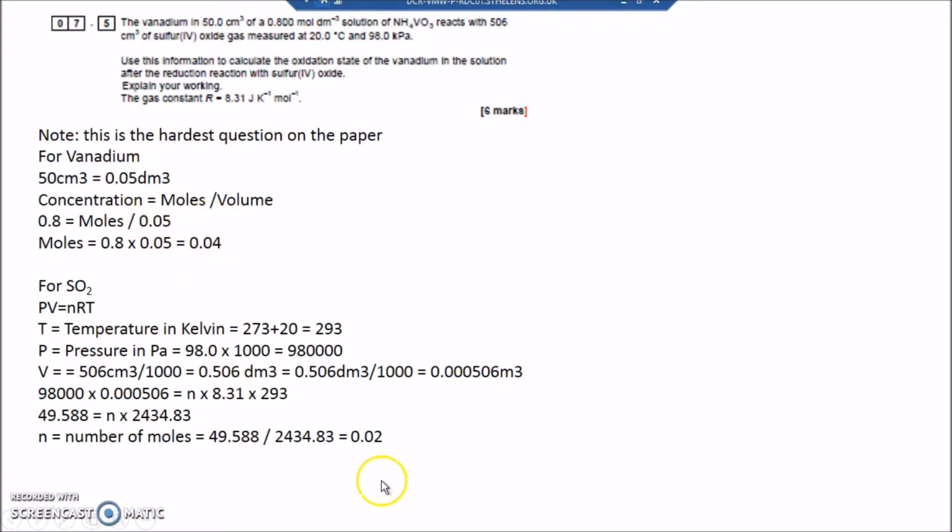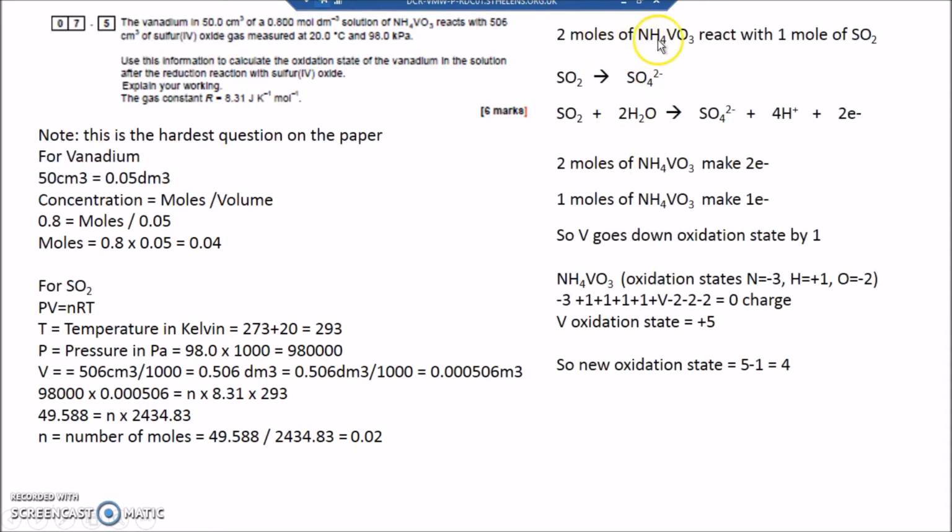So this next stage is even more difficult, because we're working out that 0.04 moles of this reacts with 0.02 moles of this. So I've got 2 moles of the vanadium compound reacting with 1 mole of the sulfur dioxide gas, in the ratio 2 to 1. So what's happened to SO2? Well, SO2 reacts to make sulfate ions, SO4 2-, and you can produce a half equation from that.